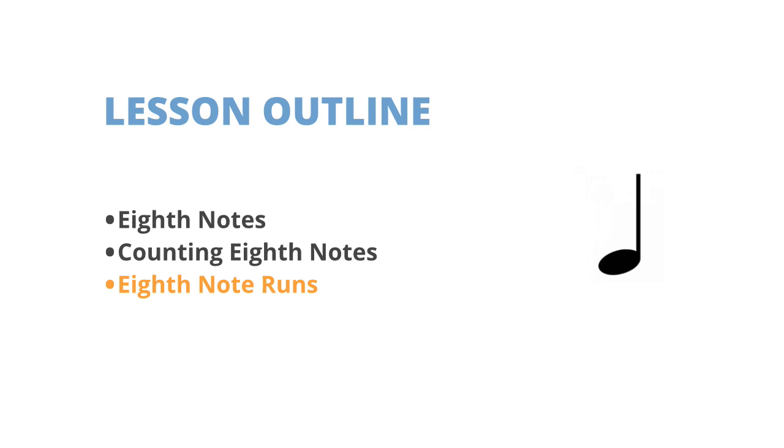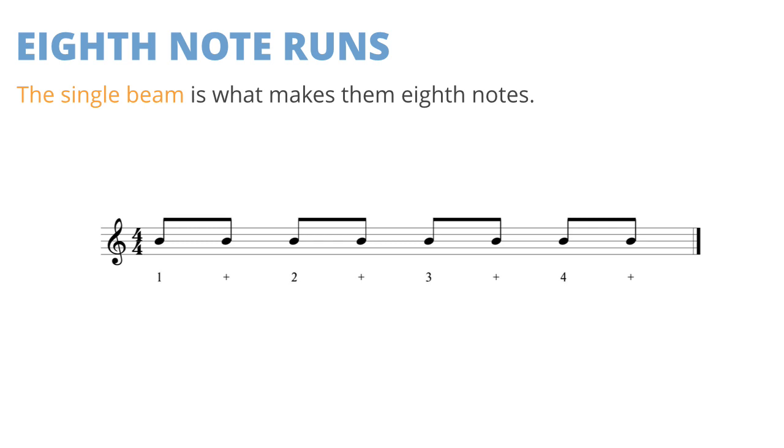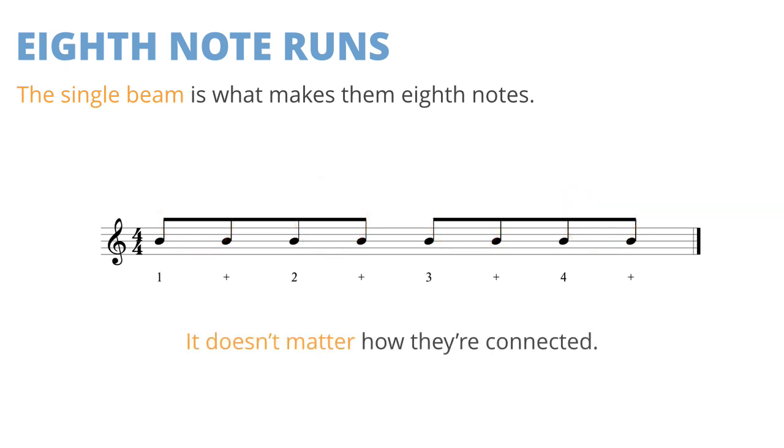We've got one more thing to look at, and that's eighth note runs. Here, each set of 2 eighth notes are joined together, and that's what we've been looking at throughout this lesson. Remember, the single beam is what makes them eighth notes. But sometimes you'll see more of them joined together. Don't let that throw you. They're still eighth notes. No matter how many are connected, as long as there's only one beam, they're eighth notes. So now let's practice a few examples with singers.